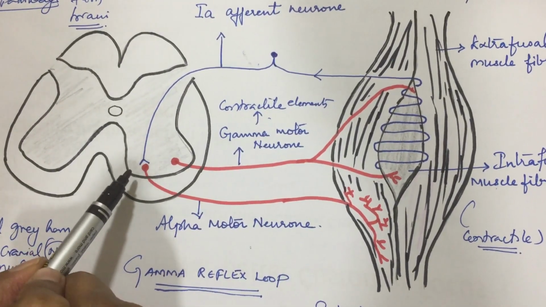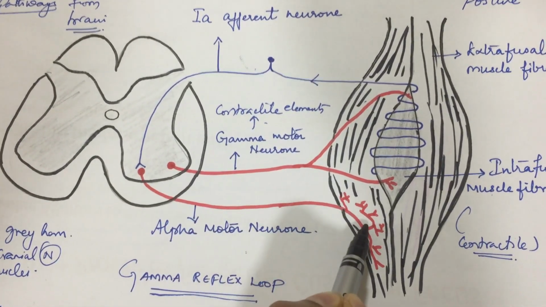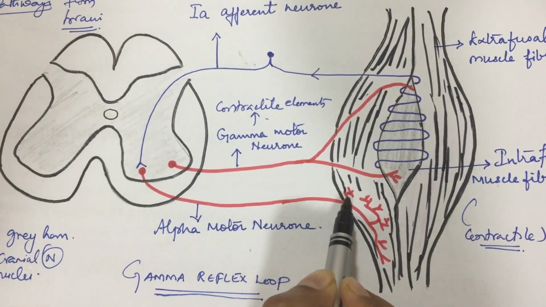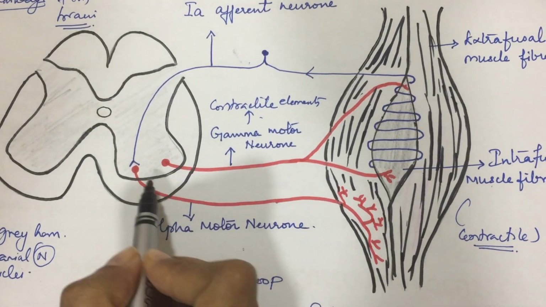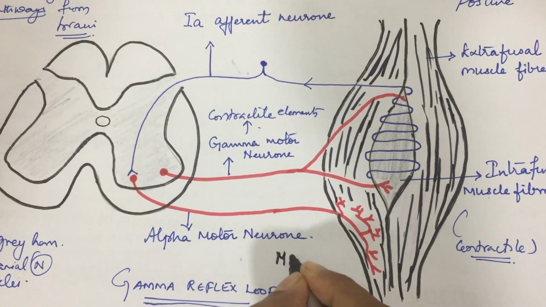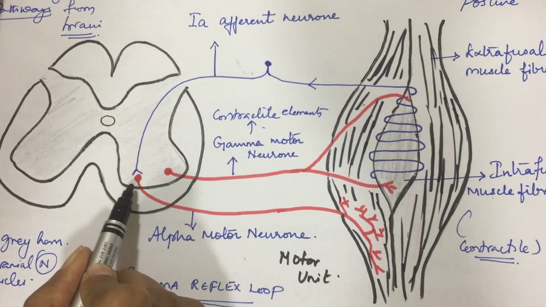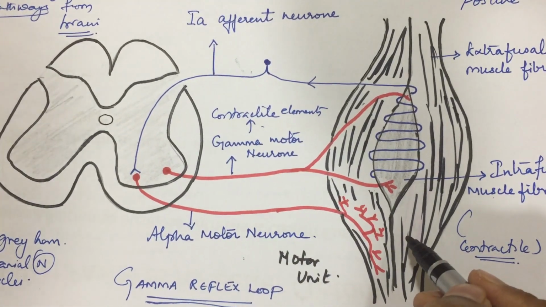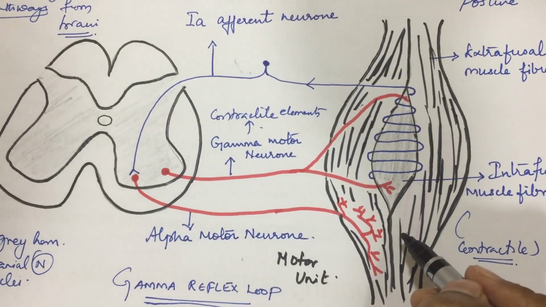So the information from the alpha motor neuron passes via its axon to the extrafusal muscle fibers. The axon of the alpha motor neuron branches at its terminal to these extrafusal muscle fibers, and this unit together is called the motor unit. So the excitation of the alpha motor neuron causes the contraction of the extrafusal muscle fibers and thus the muscle as a bulk contracts. So this is what is called the stretch reflex.